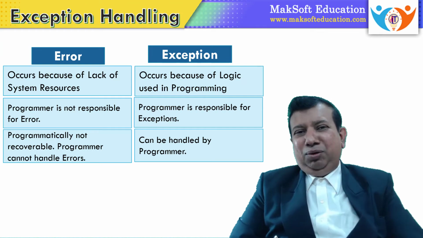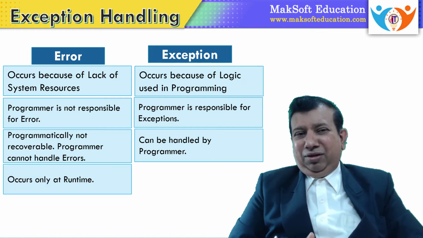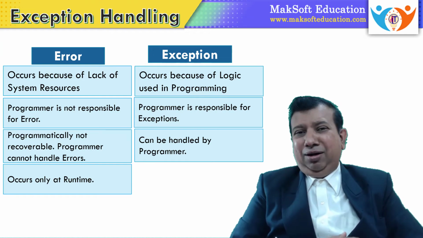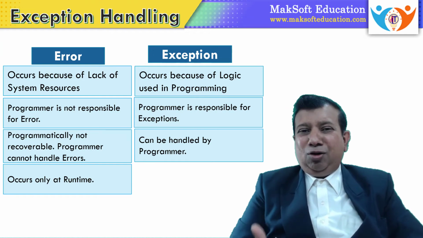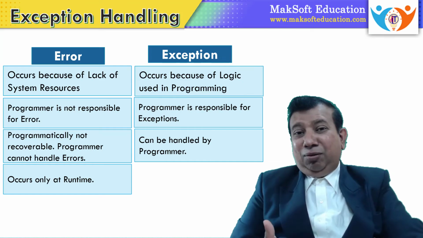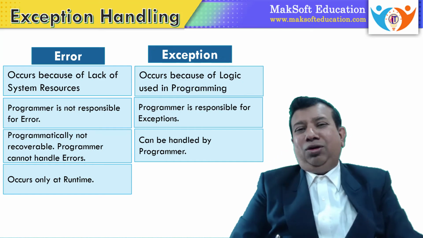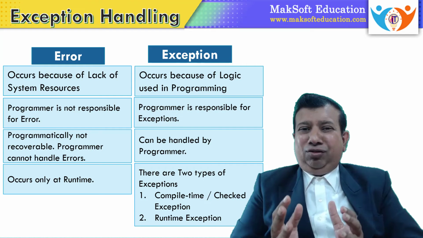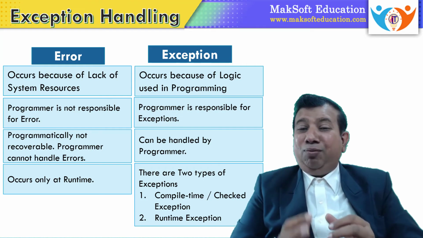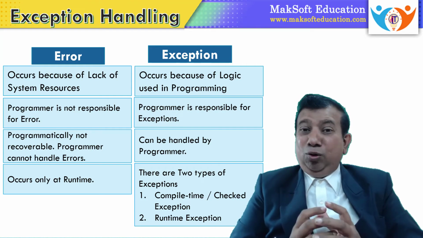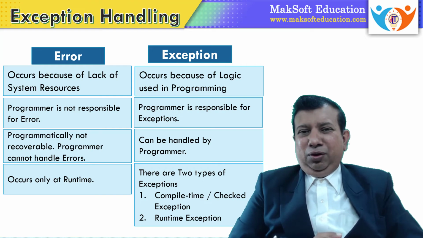The last difference between exception and error is that error occurs only at runtime. When you are running a program, at that time error occurs because of lack of resources. As far as exceptions are concerned, there are two types of exception. Some exceptions occur at the time of compiling the program. They are known as checked exceptions.